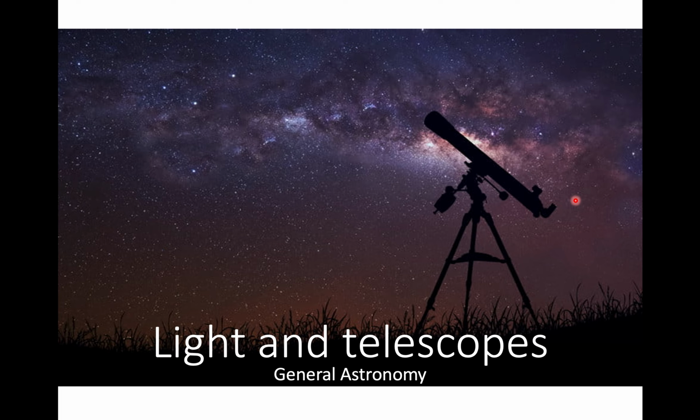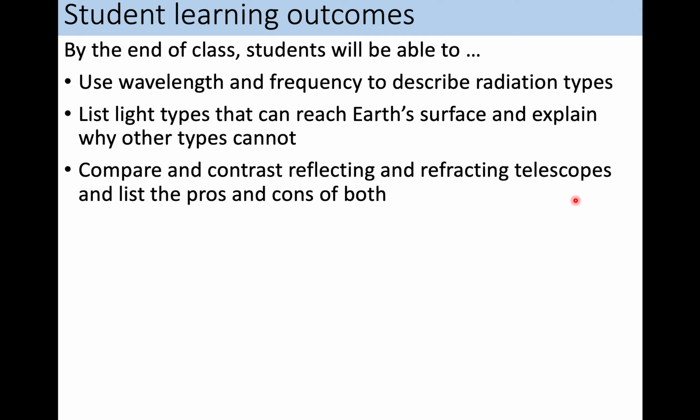Hi everyone. Today we are going to start talking about light and how we measure light or capture light using telescopes. So we'll start with learning about wavelength and frequency and how we can use those to describe types of radiation. And we will look at different types of light, how they reach the surface or not.